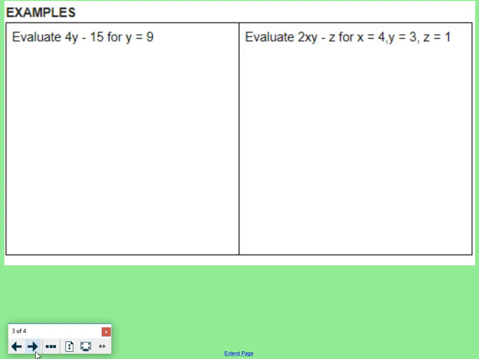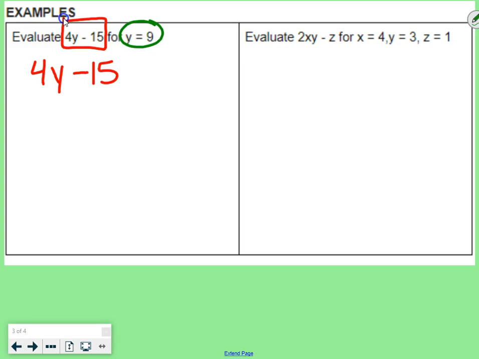Let's try that. Let's evaluate. We're going to evaluate 4y minus 15. If you look right here, we have 4y minus 15, for y equals 9. Y equals 9.